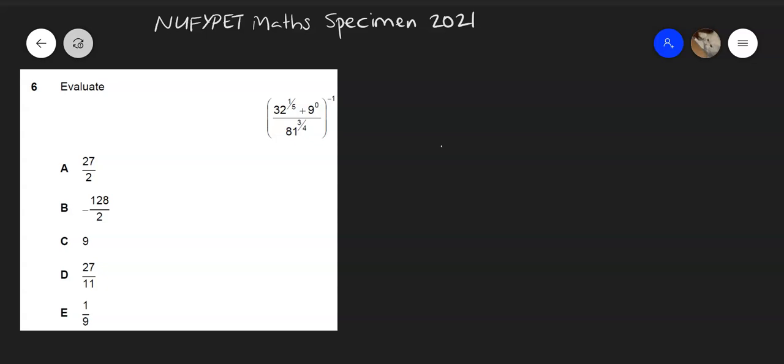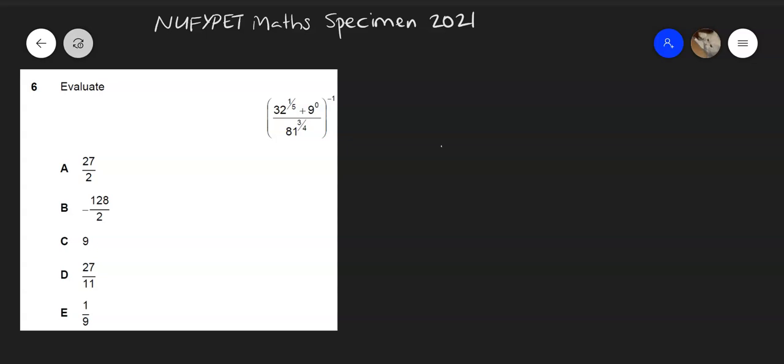Hey guys, in this session I'm solving NUFYPET Math Specimen 2021, questions 6 to 10. Question number 6. We are required to evaluate the expression 32 to the power of 1/5 plus 9 to the power of 0 divided by 81 to the power 3/4 and all raised to the power -1.